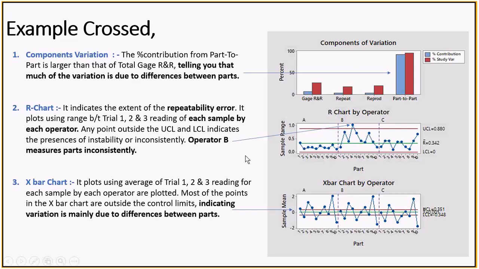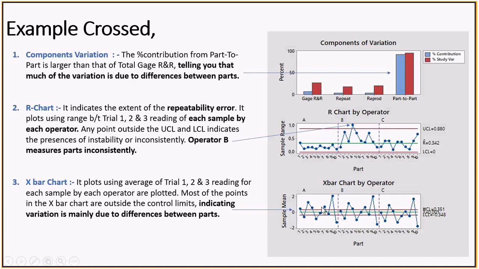Okay. Now let's go to the X bar chart. The X bar chart is nothing but the average. On the top we talked about the range. Here we are talking about the average of trial number 1, 2, and 3 for every sample. You can see for operator A there are 10 samples, right? For sample 1 there are 3 trials. So the average of 3 trials is here, the average of 3 trials is here, and so on. In this part, mostly we are looking for out of control, always. If it is out of control, mainly we will say yes, it's good.